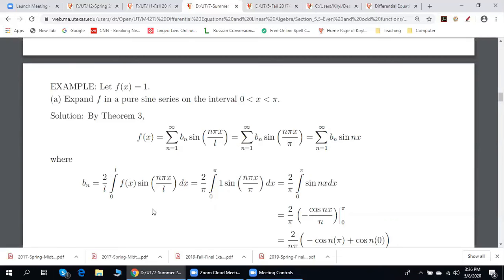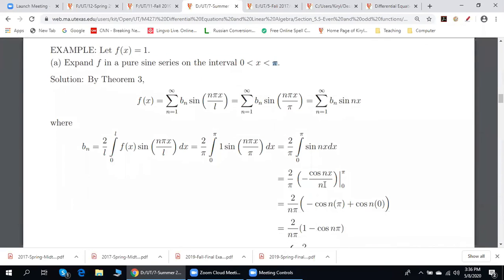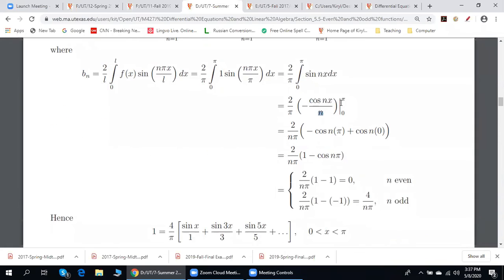Again, by the same theorem, bn is equal to this. We replace f of x by 1, it's given. We replace L by pi, it's given. We cancel out pi, done. By calculus 1, antiderivative of sine nx is negative cosine nx over n. We plug in pi, done. We plug in 0, done.